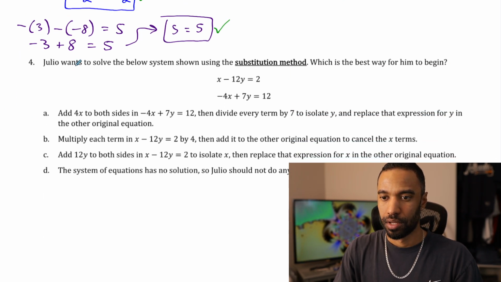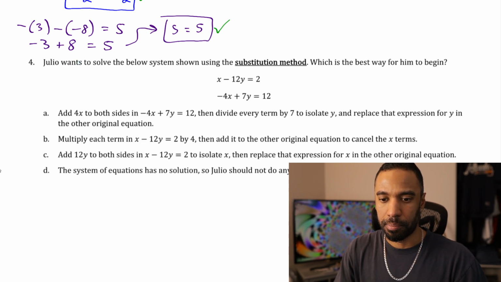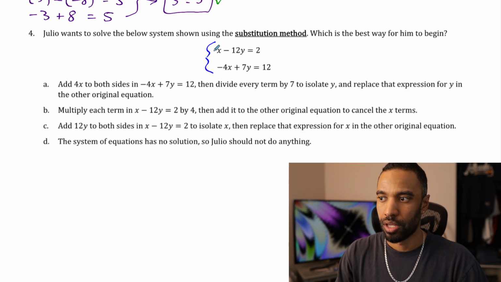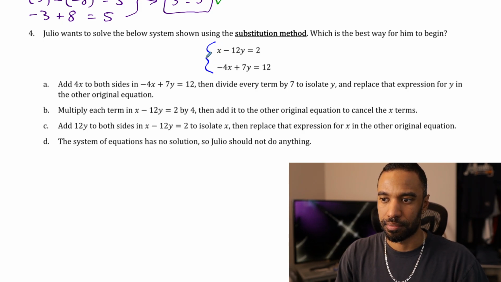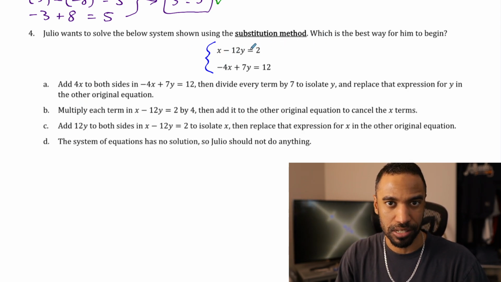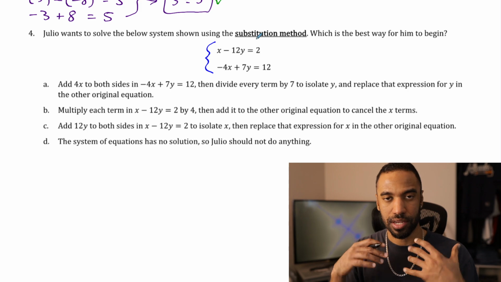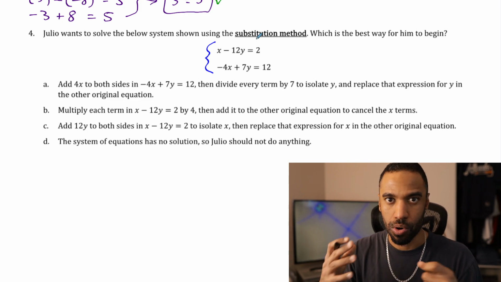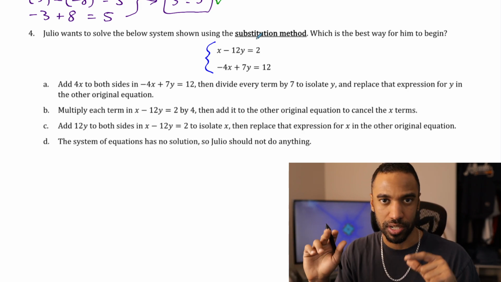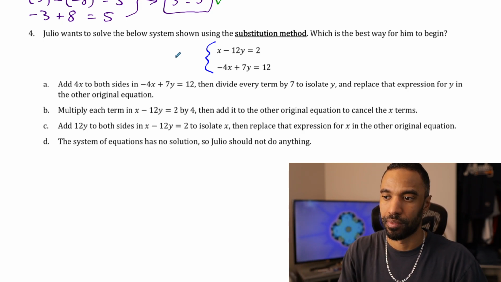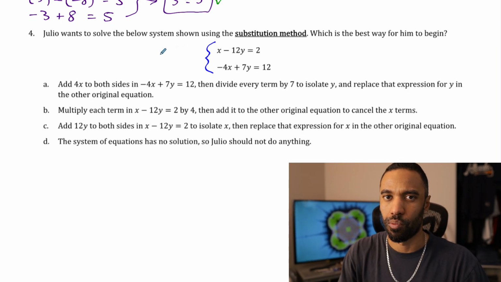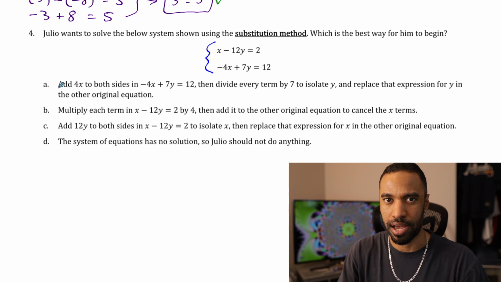Okay, number 4. Julio wants to solve the below system shown using the substitution method. Which is the best way for him to begin? Now, before we read the options, think about what substitution method means here. Let's get a variable by itself, make it say x equals blank or y equals blank in one of the 2 equations, and then we can plug that expression into the other equation. Some of them will be easier than others based on getting fractions or not. Maybe there's more than one good answer here, but let's look at the options and see which one is best for substitution.